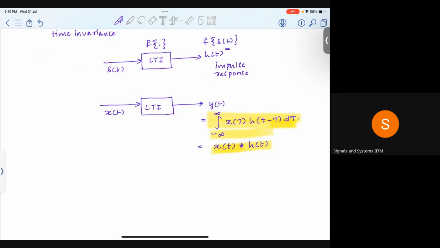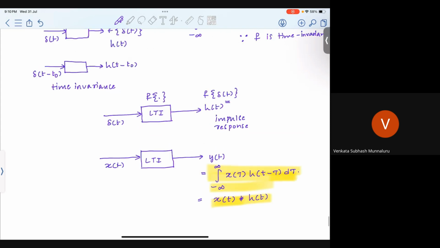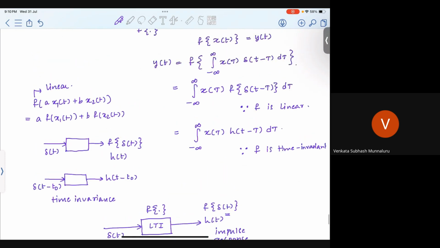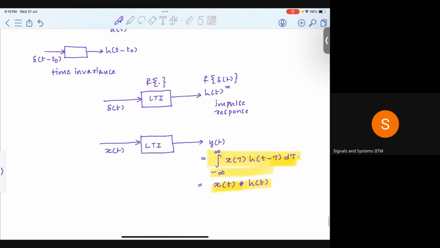Is that okay? So we are just replacing the impulse signal with some other signal. We proved that for an LTI system, if the impulse response is h of t, then for any other signal, the output will be this. Yeah, so we are somehow mapping every signal's output with the impulse response.